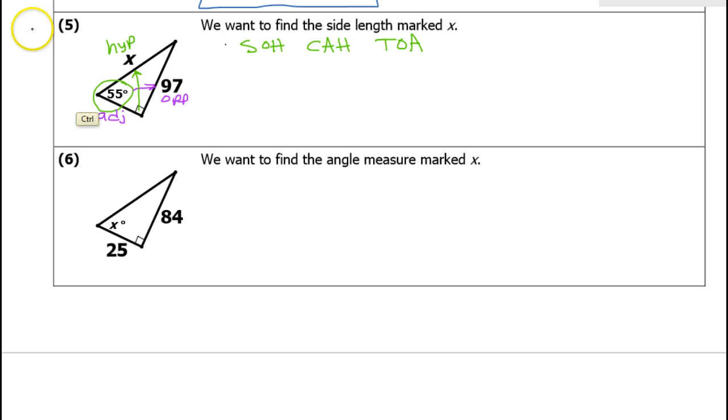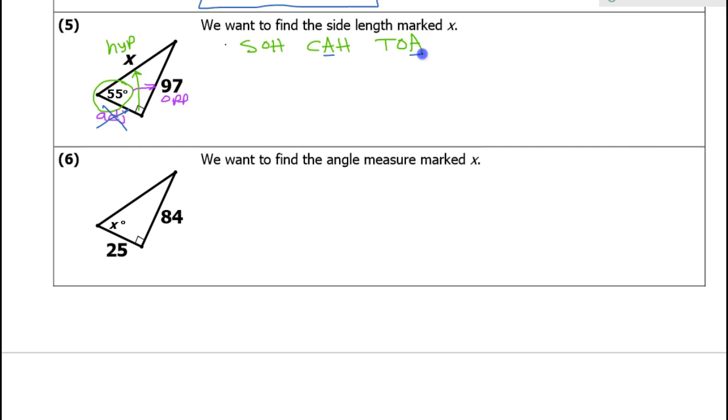To help you choose, look and see which one of these sides we're not using. Well, we're going to use the opposite side because it's got the 97. We're going to use the hypotenuse because that's the x that we're looking for. It's only the adjacent side that's got nothing going on. We're not looking for it and there's no value given. So the adjacent side is useless.